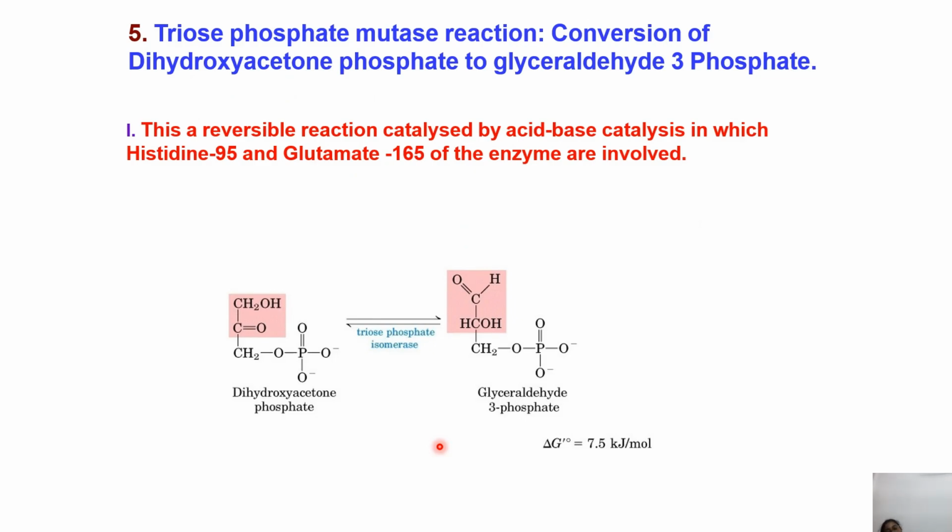Then you have the triose phosphate isomerase reaction, conversion of dihydroxyacetone phosphate to glyceraldehyde 3-phosphate. This is a reversible reaction catalyzed by acid-base catalysis, in which histidine 95 and glutamate 165 of the enzyme are involved. You can see over there.